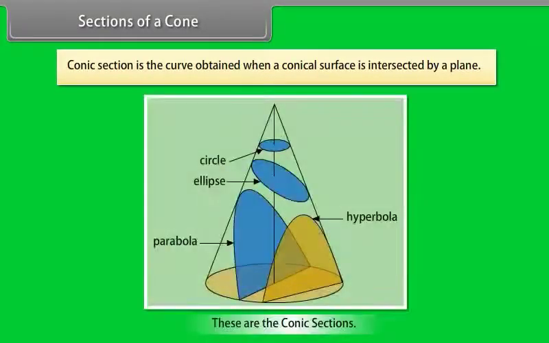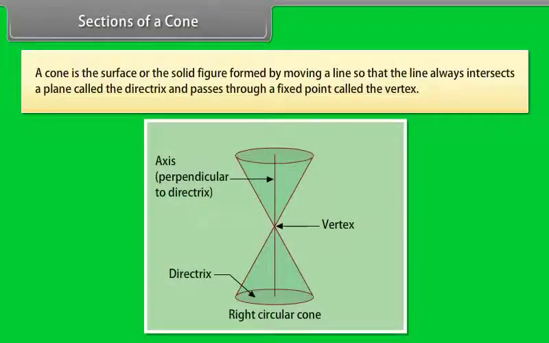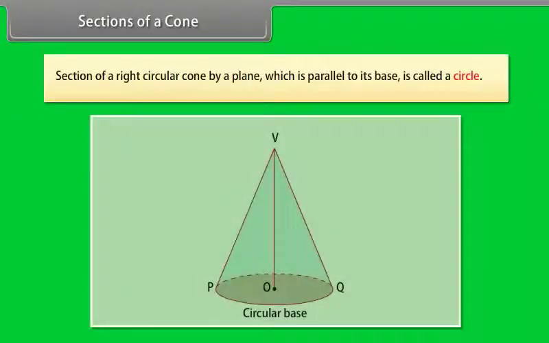Sections of a cone. A conic section is the curve obtained when a conical surface is intersected by a plane. We know that a cone is the surface or the solid figure formed by moving a line so that the line always intersects a plane called the directrix and passes through a fixed point called the vertex. Now, we will discuss various sections of a right circular cone.